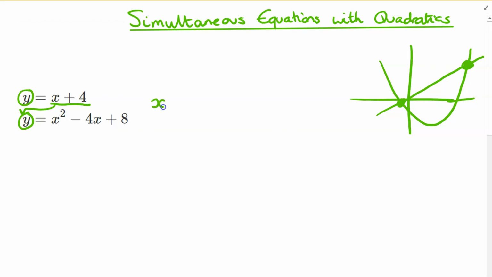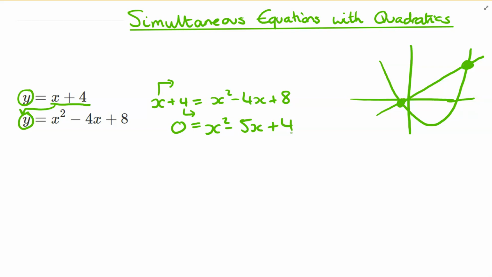So that will give me x plus 4 is equal to x squared minus 4x plus 8. Quadratics have got to be equal to 0 in order to be solved, so I'm going to take away x and take away 4 to give me x squared minus 5x plus 4. And then you're using whatever you can, whether that be factorising, completed square form, or the quadratic formula to solve it. This one will factorise.